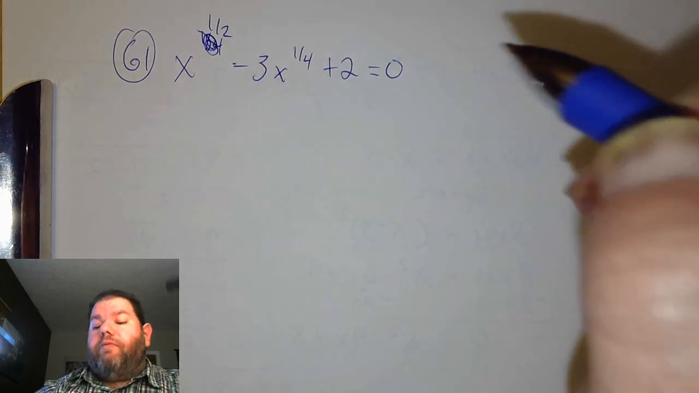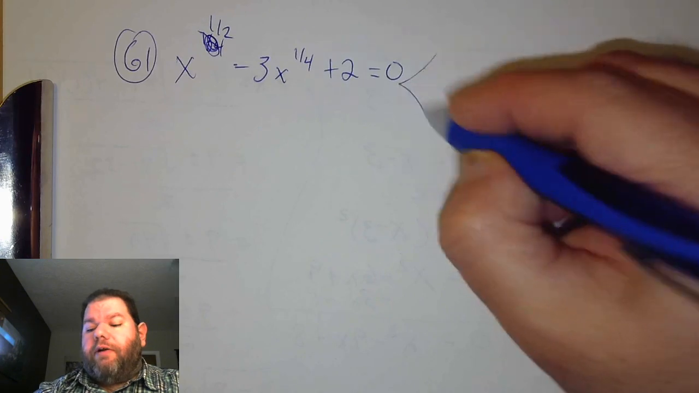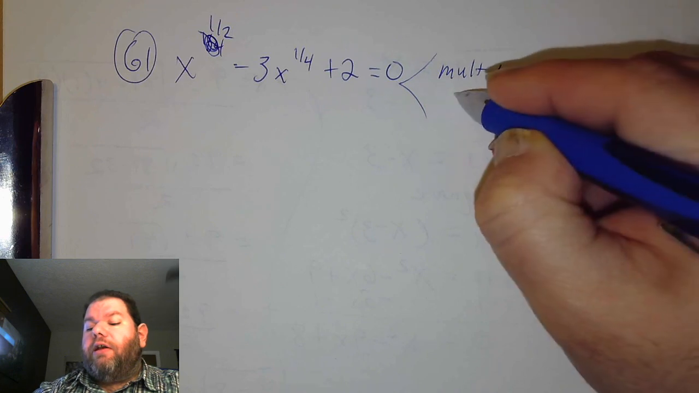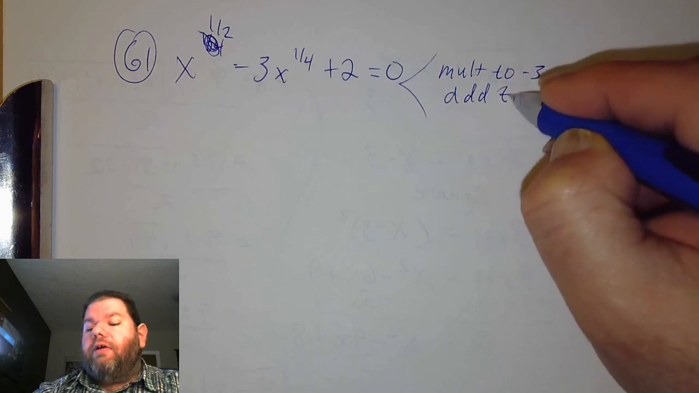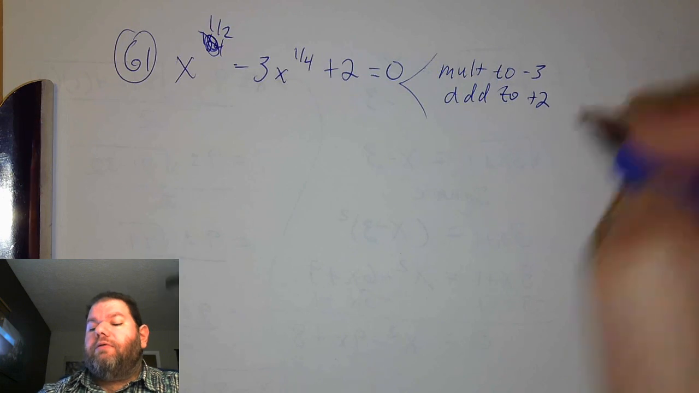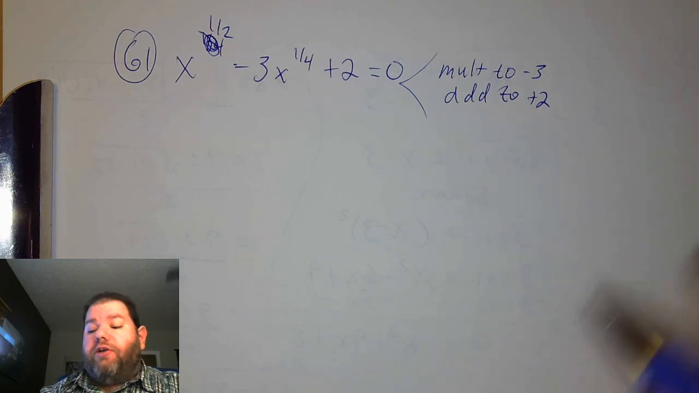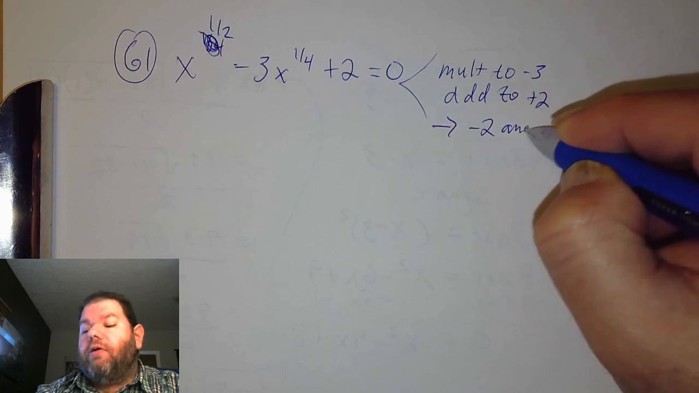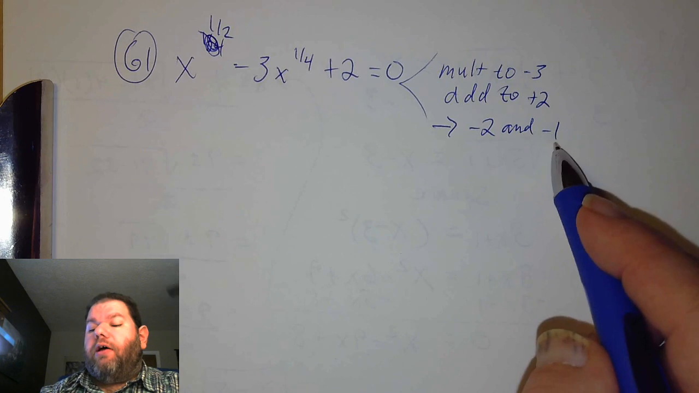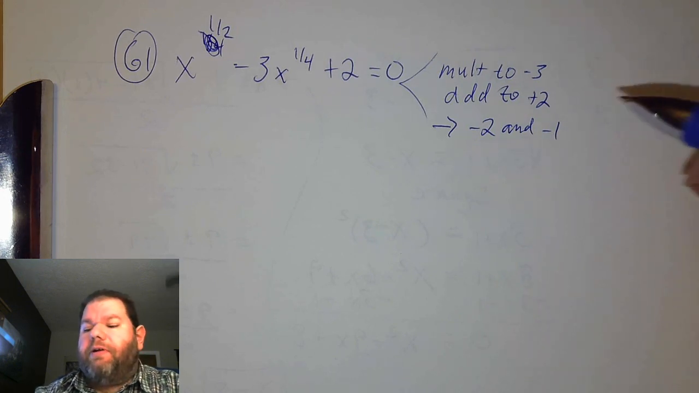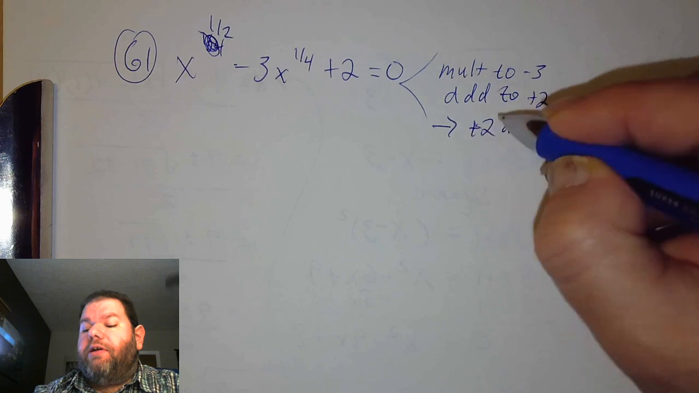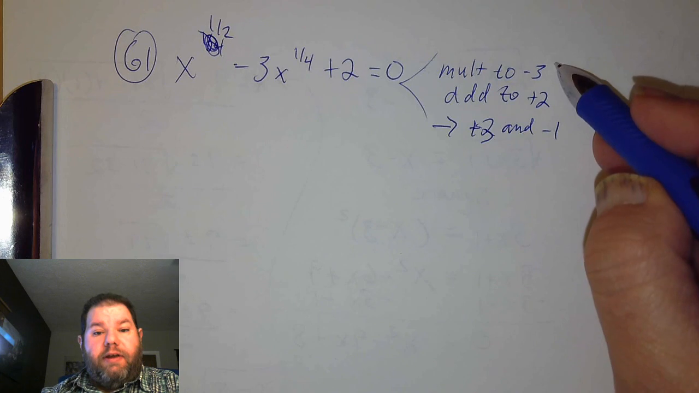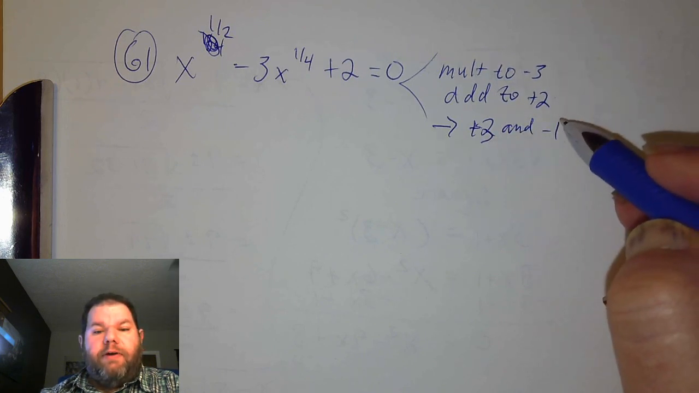Now, we know we can factor this, and we have to think, okay, what multiplies to negative 3 and adds to positive 2? And our conclusion there is that it's negative 2 and negative 1. Because negative 2 plus, nope, I messed it up, I'm sorry. Positive 3 and negative 1. 3 times negative 1 is negative 3, and then 3 plus negative 1 is positive 2.